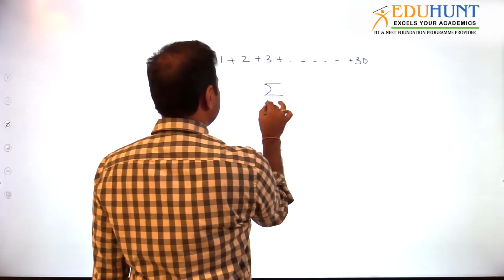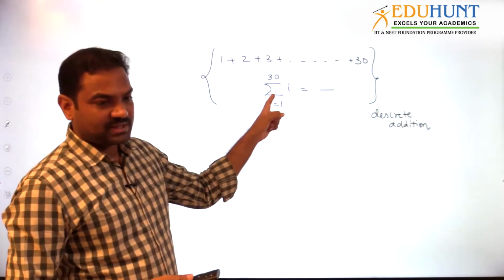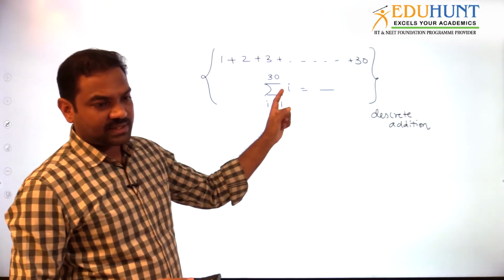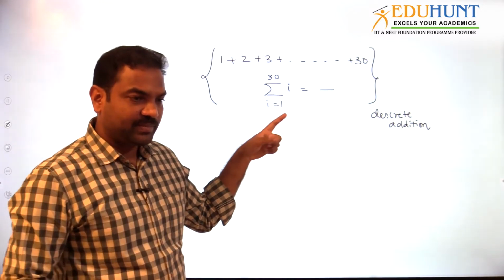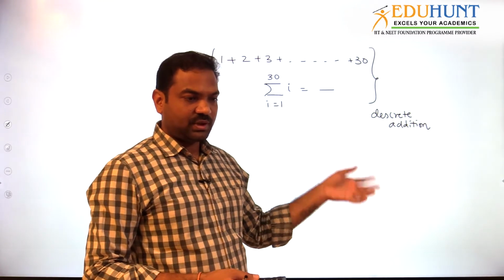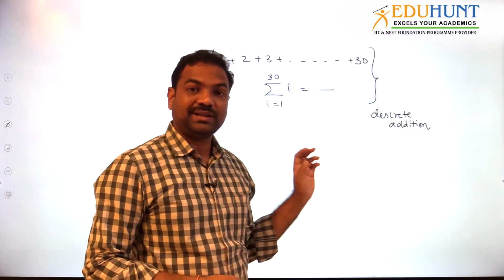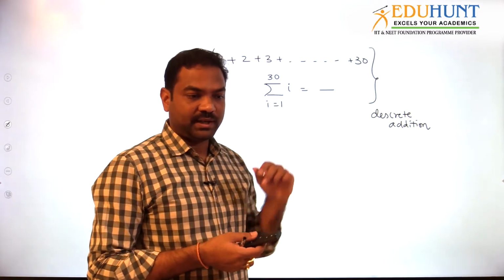Then we can write this as sigma i equal to 1 to 30. This is called sigma addition. Sigma i is nothing but 1 plus 2 plus 3 plus 4 plus 5 and so on. You should not take in-between numbers. You should not take 3.5, you should not take 5.6, you should not take 7.8.